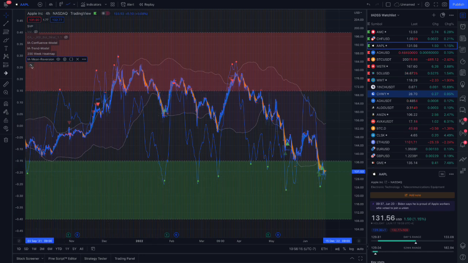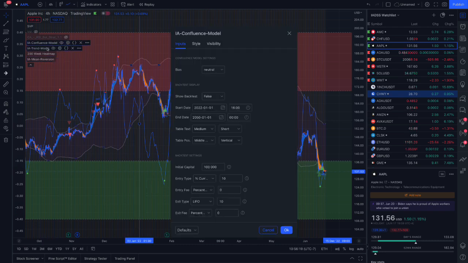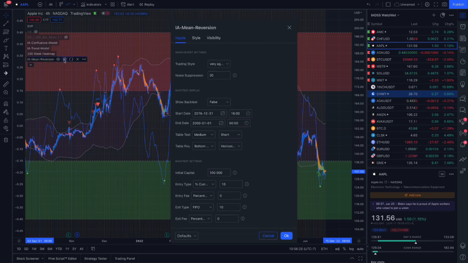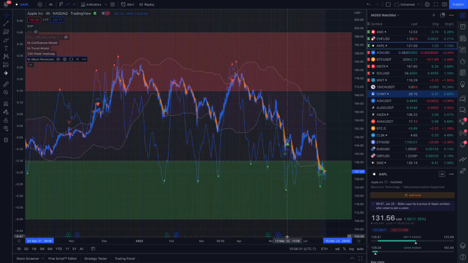So let's have a look. First of all, the settings. Confluence model is on neutral. The trend model is very tight. And the mean reversion is very aggressive with noise suppression. Let's turn this off. I have it at 30, kind of a default.